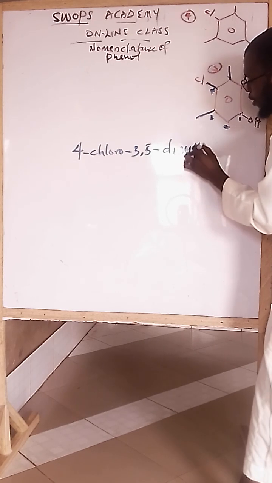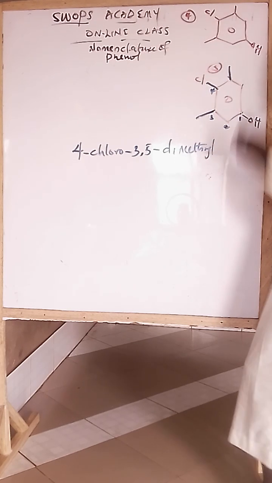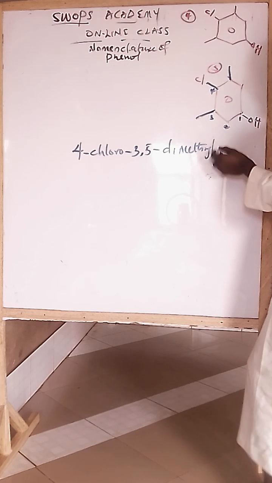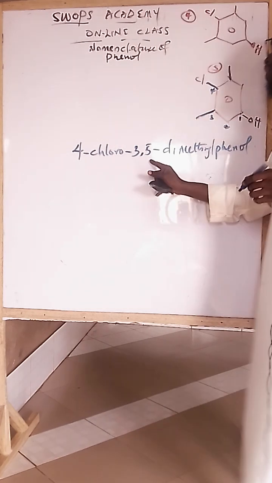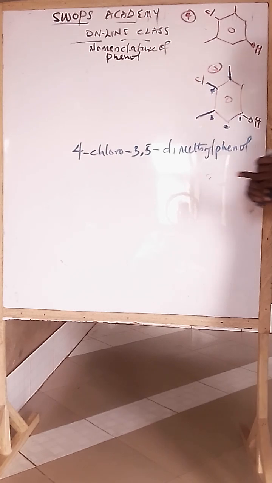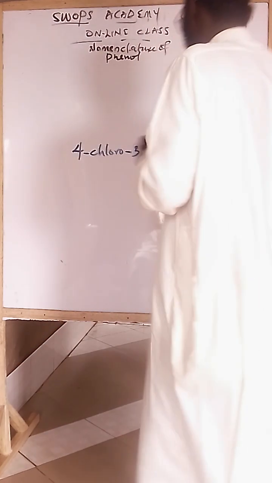Dimethyl. Is there any substituent again? No. We put the parent name, phenol. 4 chloro, 3, 5 dimethylphenol. Are we together? So this is this under that.